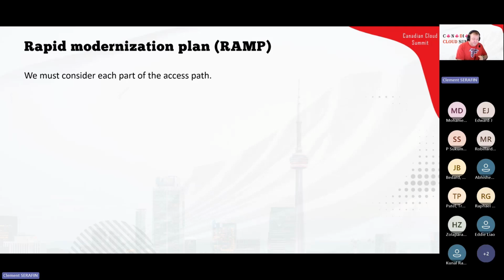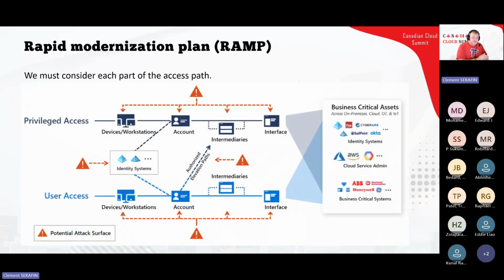Microsoft made something called the Rapid Modernization Plan, which is called RAMP. If you just type Microsoft RAMP on Google, you will directly find it. And what does this RAMP model say? It says basically that we must consider each part of the access path which is used by a privileged admin.